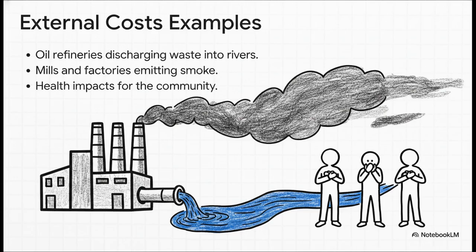For instance, think about an oil refinery polluting a local river or a massive factory pumping heavy smoke into the air. Those are external costs. Society is footing the bill for those impacts through their health and their tax dollars, not the firm. And that's exactly why governments usually step in with regulations.